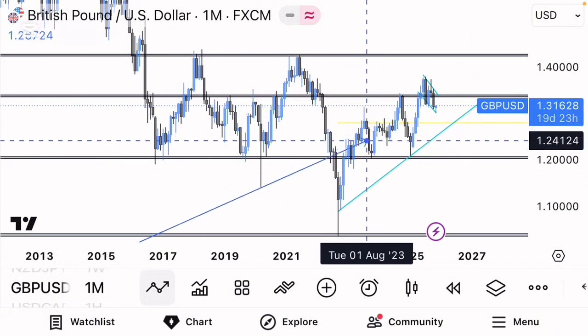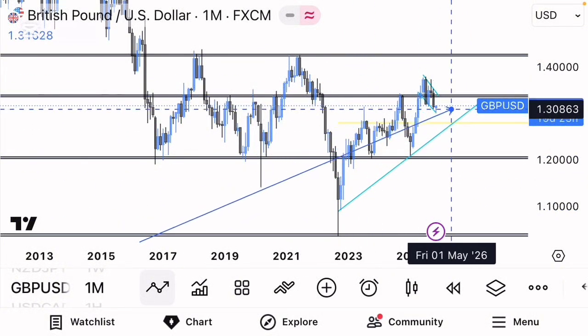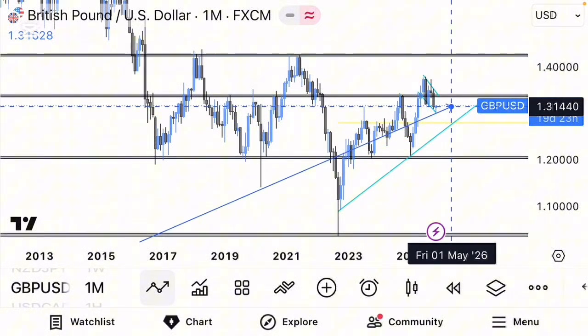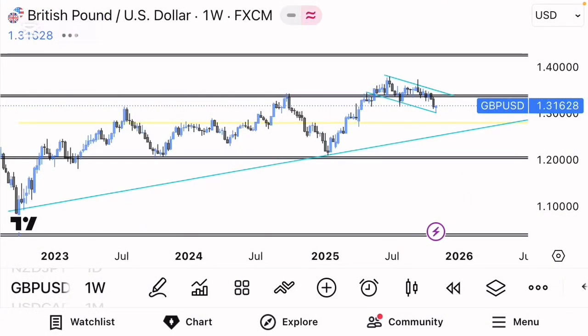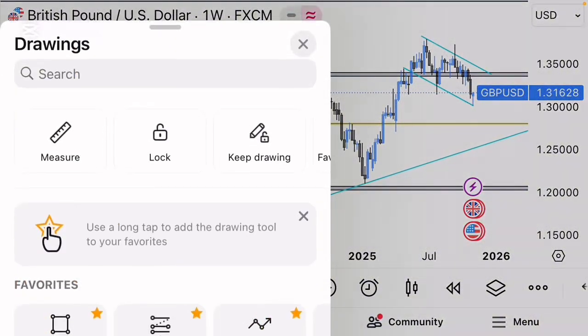We gave it a first retest, gave it a second retest, and it looks like we are going to give it a third retest. But let's head up to the weekly time frame to see what exactly is going on on the GBP/USD pair.